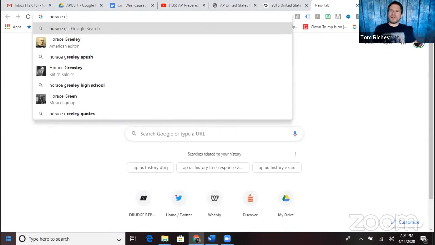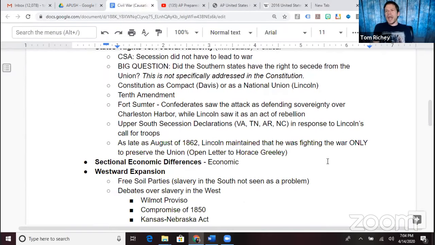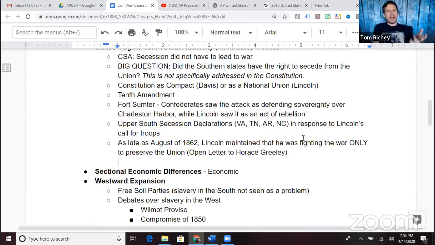Yes, Horace Greeley. Horace Greeley was an abolitionist newspaper editor in New York City, I believe the editor of the New York Tribune, if I'm not mistaken. And Horace Greeley had criticized Abraham Lincoln for not doing enough to ensure the freedom of the slaves. And Lincoln responded to him in an open letter.